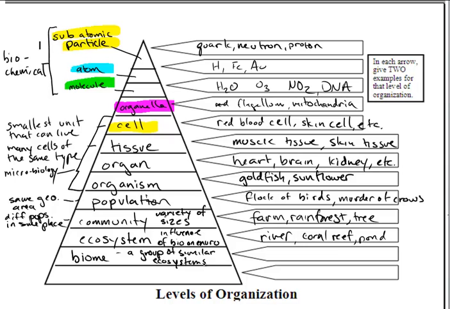Can someone give me another biome? The rainforest, another one. You gave me one earlier. The tundra, another one. The deciduous forest, the tropical rainforest. Yes, there's tons. We'll look at the biomes. So a biome is a large collection of ecosystems subject to the same climate.